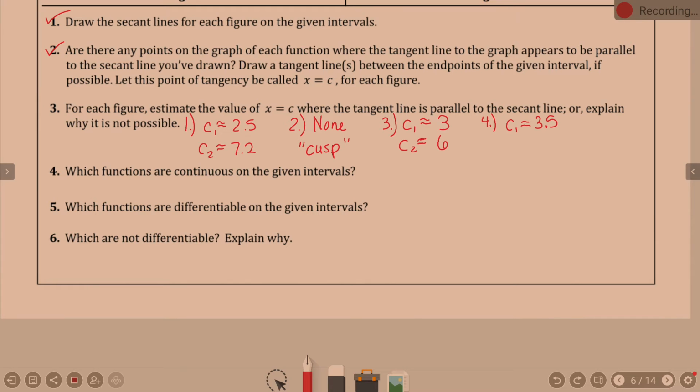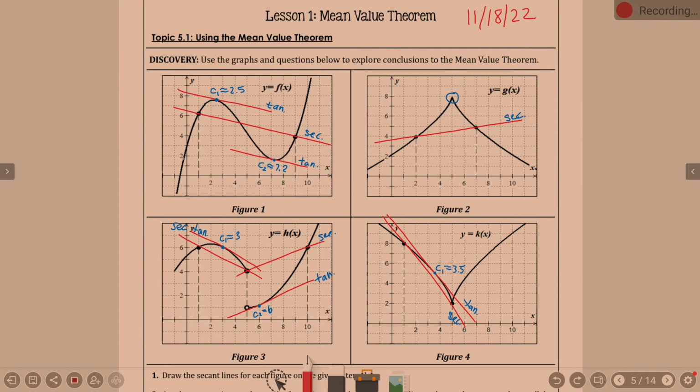Okay, 4. Which functions are continuous on the given intervals? So the given intervals being from beginning point to end point. Which ones are continuous? And we talk about these. I don't know if you caught, yes, they're figures 1, 2, 3, and 4, but it's also f of x, g of x, h of x, and k of x. Okay, each graph was labeled. Which ones are continuous?